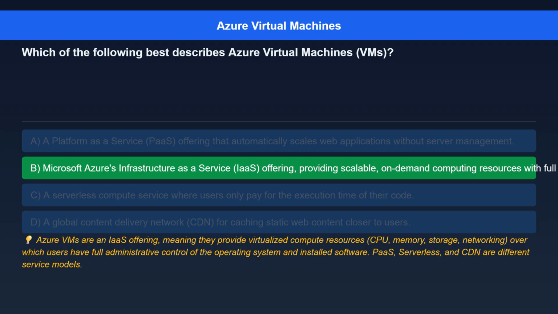The correct answer is Microsoft Azure's Infrastructure as a Service, IaaS, offering, providing scalable, on-demand computing resources with full operating system control. Here's the explanation. Azure VMs are an IaaS offering, meaning they provide virtualized compute resources, CPU, memory, storage, networking, over which users have full administrative control of the operating system and installed software. PaaS, serverless, and CDN are different service models.